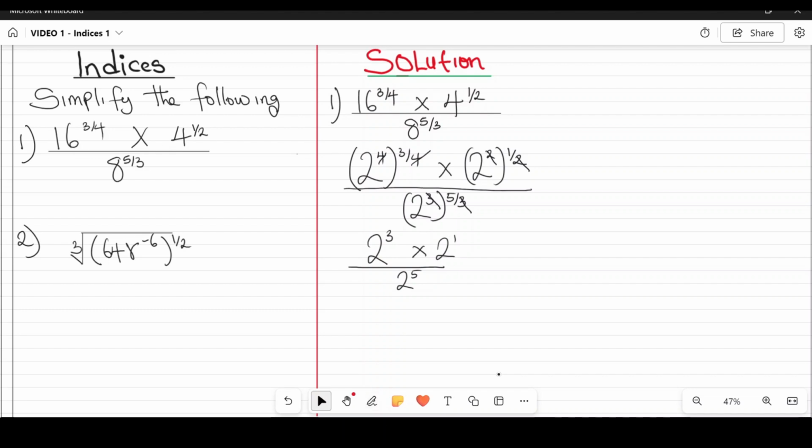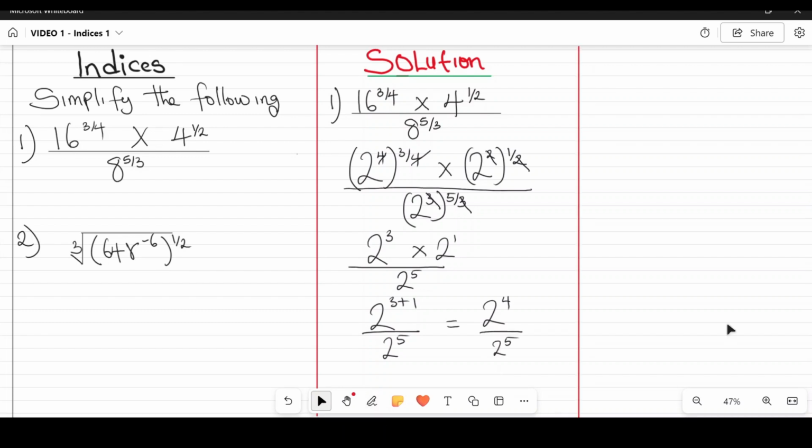Now from here, we know from our laws of indices that if we have the same base, we add up the powers. 2 raised to the power of 3 plus 1, divided by 2 raised to the power of 5. This will be equal to 2 raised to the power of 4 divided by 2 raised to the power of 5.